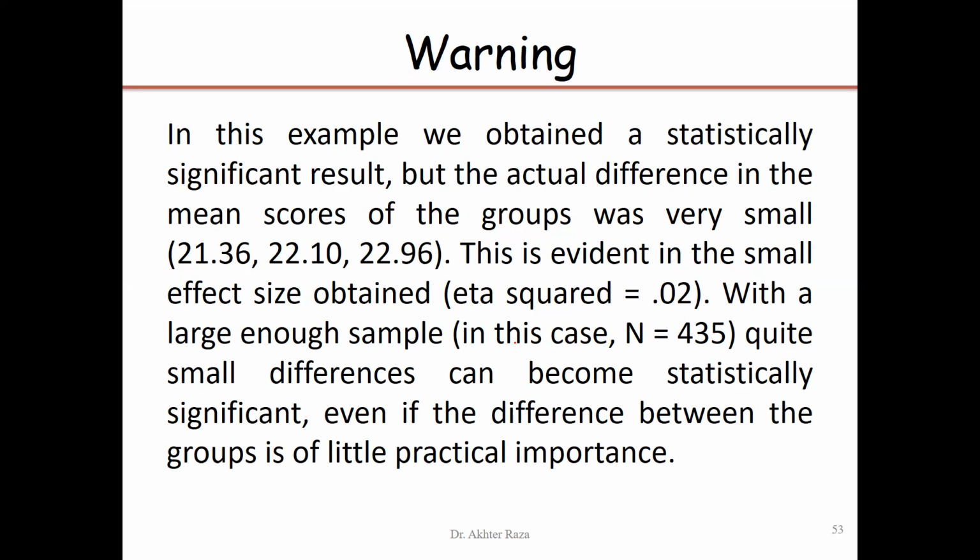Now this warning is shown here. Why? Because these three means are very close, but the mean plot is indicating that these means are very different. That is a misleading situation. Means are significant, but the differences are not too high. That is why the eta square is 0.02. If the eta square is 0, the means will be equal. If we have a very high value of eta square, the means will be very highly significantly different.